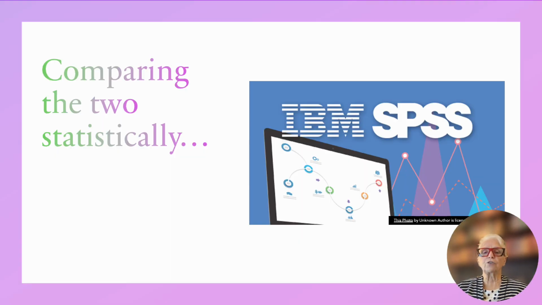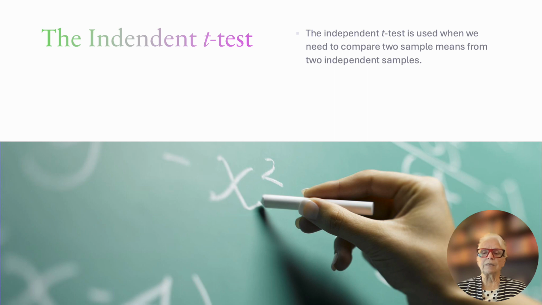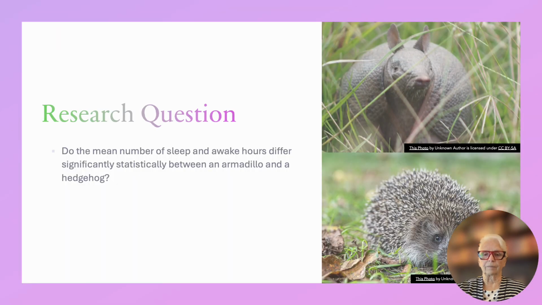If you want to see how these two unique animals compare in sleep patterns, we can use an independent t-test. The independent t-test is used when we need to compare two sample means from two independent samples. First of all, we pose a research question. Do the mean number of sleep and awake hours differ significantly statistically between an armadillo and a hedgehog?